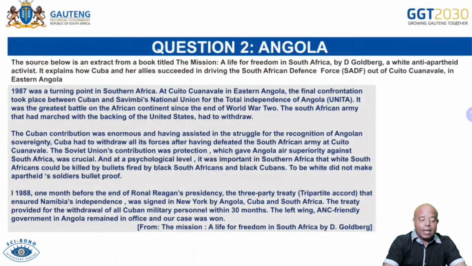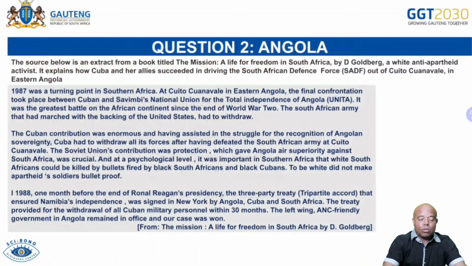Let me read the source. 1987 was a turning point in Southern Africa. At Cuito Cuanavale in eastern Angola, the final confrontation took place between Cuba and Savimbi's National Union for the Total Independence of Angola, UNITA. It was the greatest battle on the African continent since the end of World War II. The South African army that had marched with the backing of the United States had to withdraw. The Cuban contribution was enormous, and having assisted in the struggle for the recognition of Angola's sovereignty, Cuba had to withdraw all its forces after having defeated the South African army at Cuito Cuanavale.